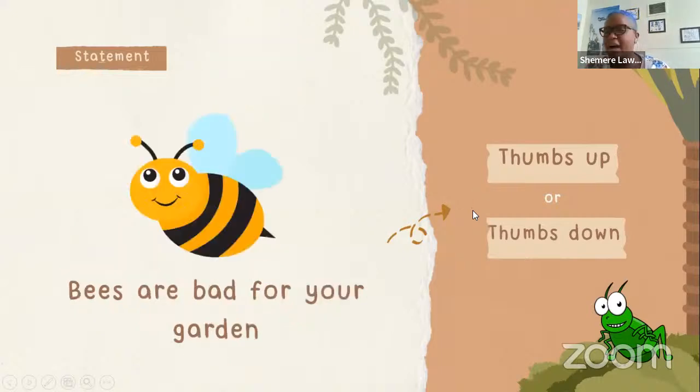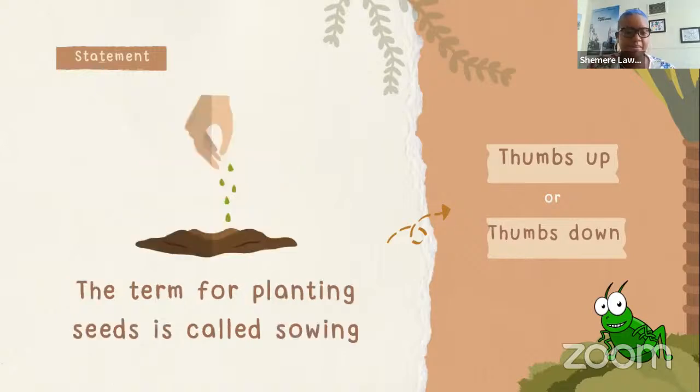Next, bees are bad for your garden. Thumbs up or thumbs down? Thumbs down. I see 1 thumbs down. Anybody else? 2 thumbs down. Anyone else? All right, so the answer is false. Thumbs down is correct. These are pollinators and are good for your garden.